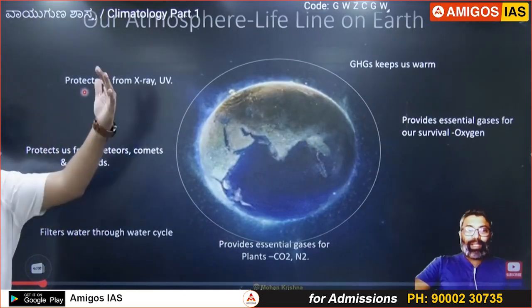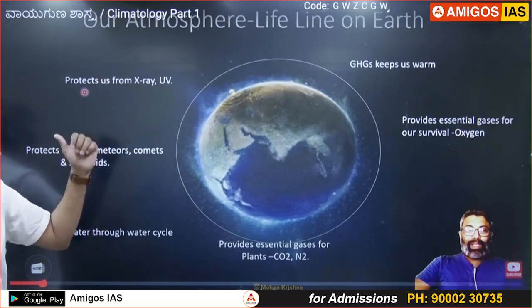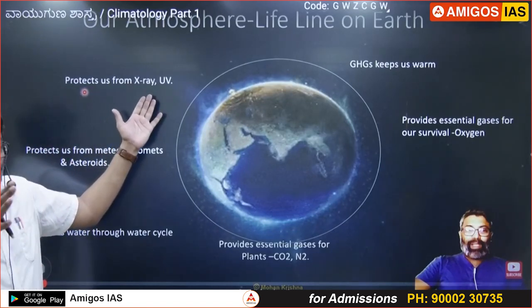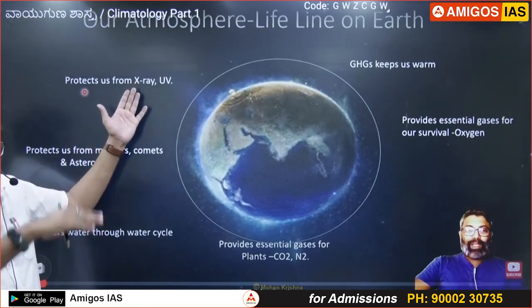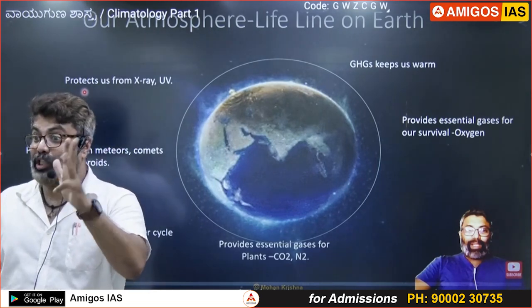X-ray, UV and all we get from the sun. Who is protecting us from that? Our atmosphere. Our atmosphere protects us from harmful X-ray and UV rays. Don't worry, first listen, then I'll write on the board. Then our atmosphere also protects us from meteors, comets, asteroids also.